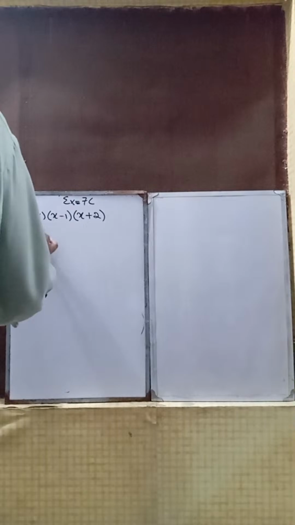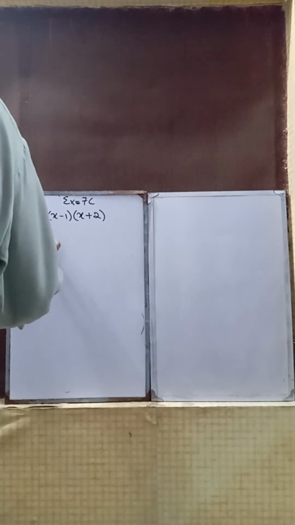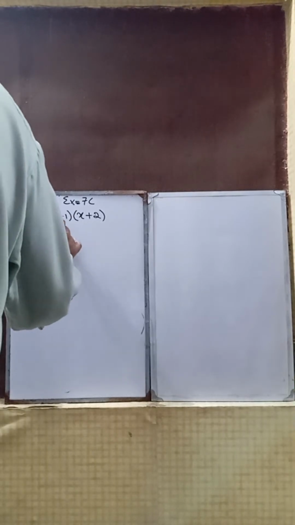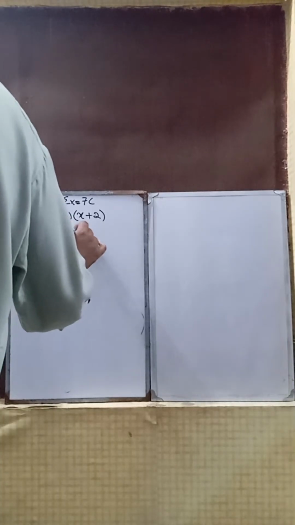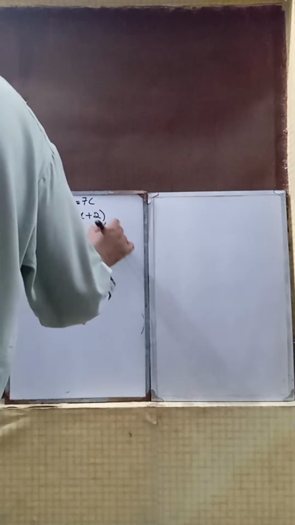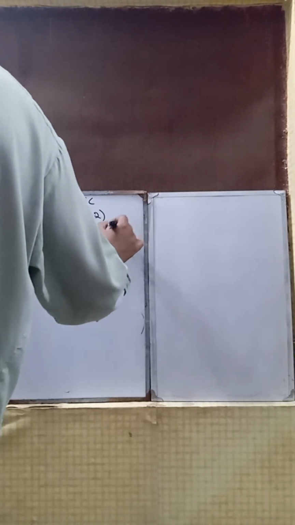And he says it crosses the x-axis at the point O, which is 0, 0. Then a point A is given, which is 1, 0. And then a point B is given, which is minus 2, 0. He says the normals to the curve at the points A and B meet at the point C. Find the coordinates of the point C.